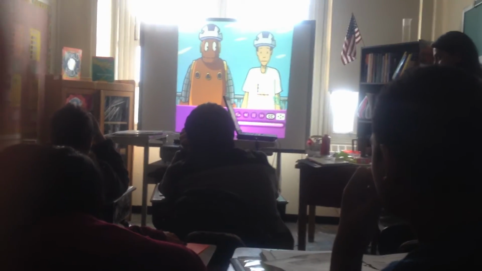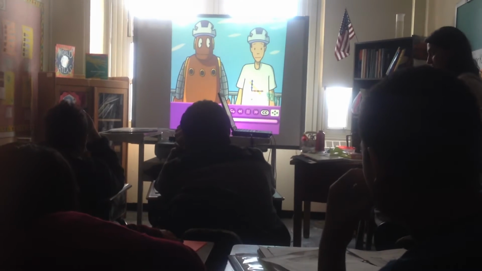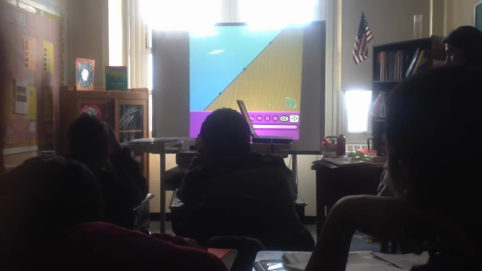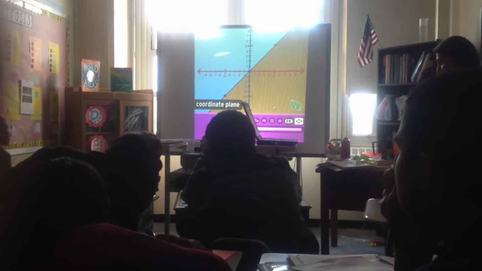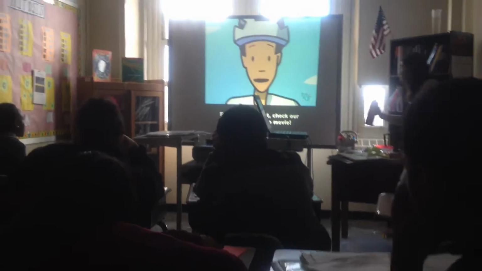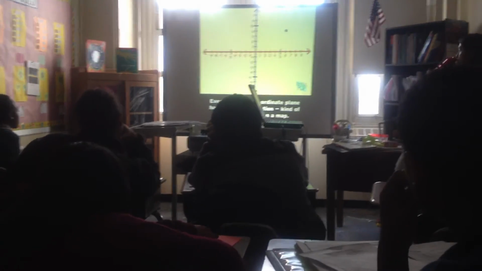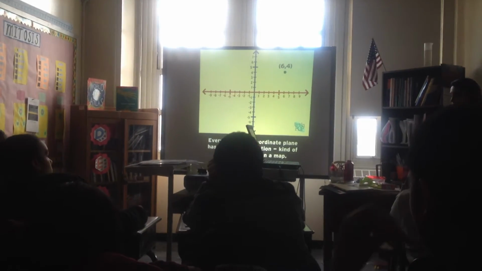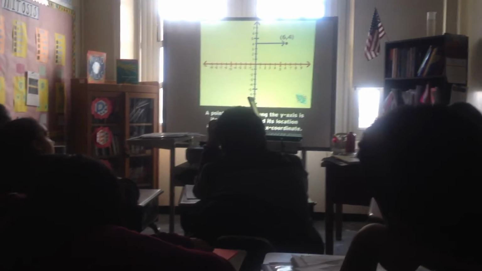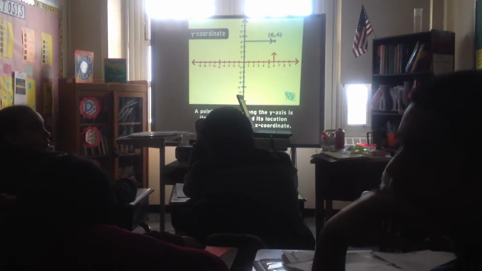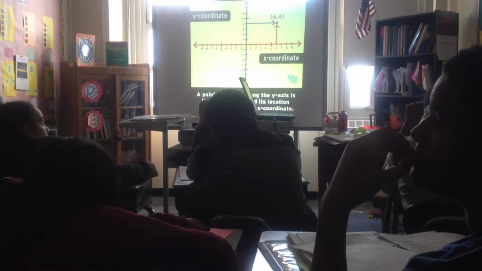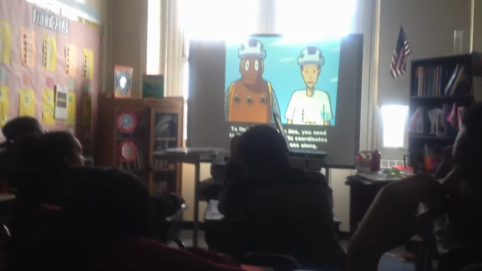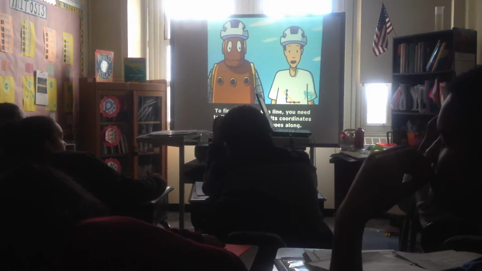Well, to find a line's slope, you've got to look at 2 or more of its points. The line of this ramp can be thought of as a series of points that are connected. Right, the best way to visualize this is with a coordinate plane, a 2-dimensional representation of space. For details on that, check our coordinate plane movie. Every point on a coordinate plane has a numbered location, kind of like coordinates on a map. A point's location along the y-axis is its y-coordinate, and its location along the x-axis is its x-coordinate. To find the slope of a line, you need to find out how much its coordinates change as the line goes along.